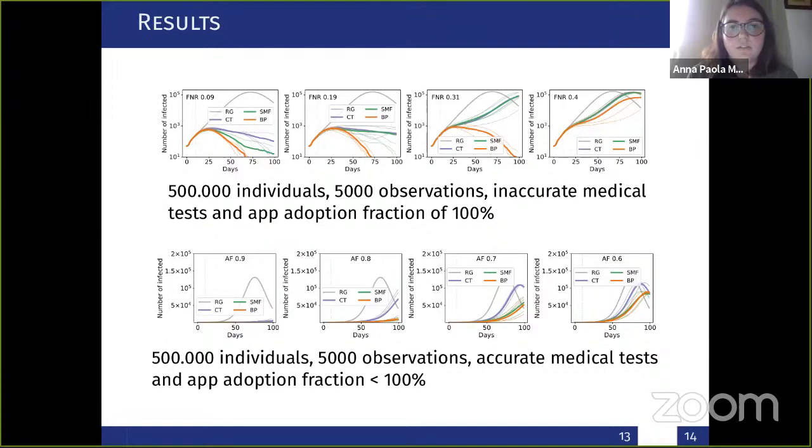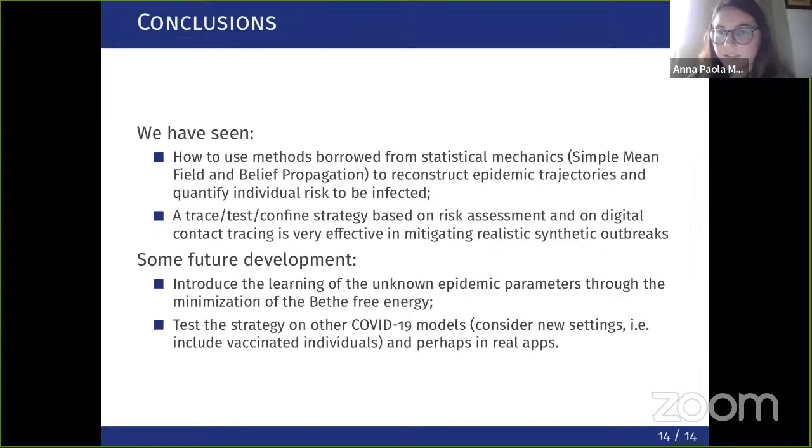I have finished. We have seen how to use some methods borrowed from statistical mechanics to try to reconstruct the epidemic trajectory and also to quantify individual risk of being infected. Well, this strategy seems to be very effective in synthetic outbreaks, and this is our future development.